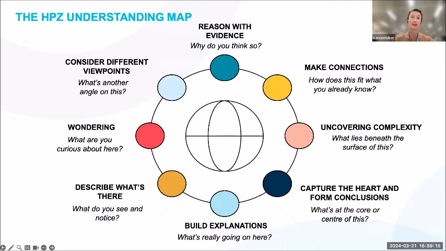Uncovering complexity, which is about going beneath the surface. Capturing the heart. By that, I mean not making someone love you, but trying to identify what the core or center of something is and forming conclusions about it. Then at the bottom, we've got building explanations about what's really going on, describing what's there. So that's an observational one, what we see and notice. Wondering, which is curiosity. And finally, considering different viewpoints. So what's another angle on this?